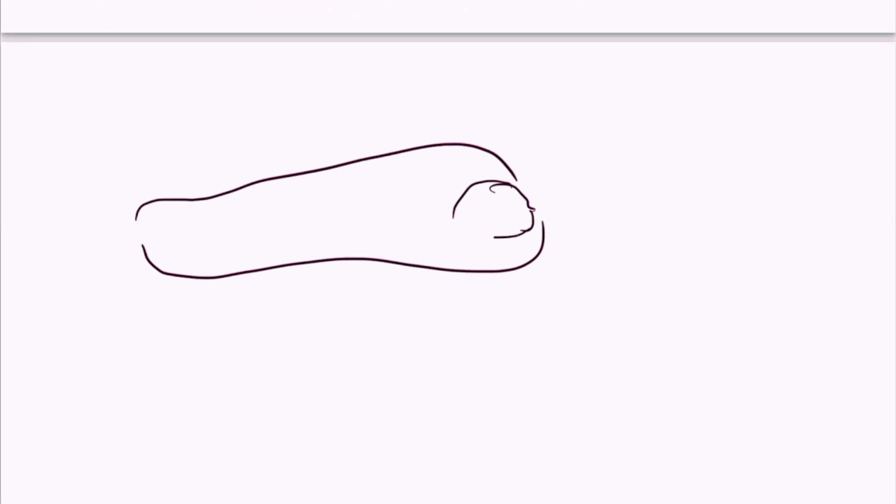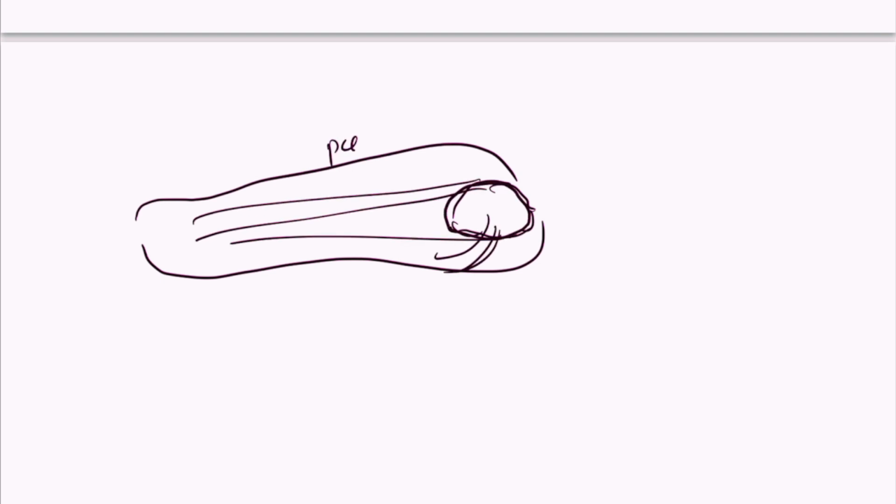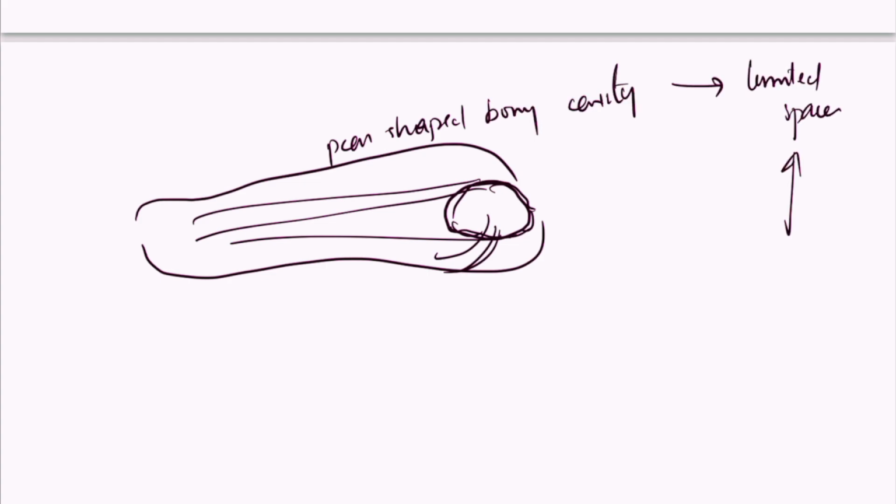Again, if you see the bony cavity, the orbital cavity where the eye is situated, it is a pear-shaped bony cavity, and that is also a closed compartment with limited space, and any bleeding into this bony space will also lead to compartment syndrome.